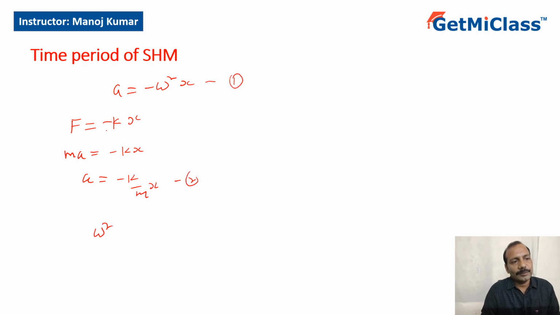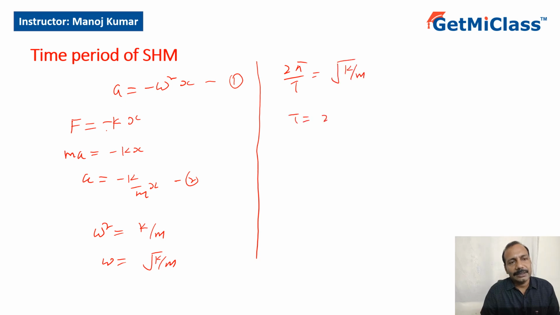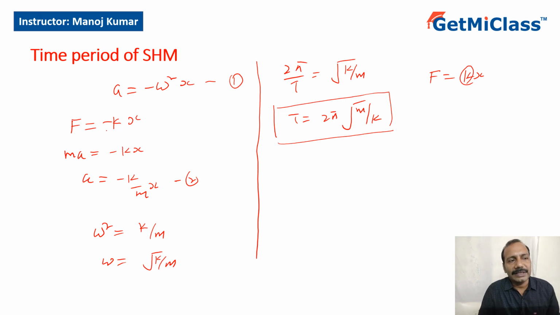From these two I have omega square equal to k by m, or omega equal to root k by m. Now omega can be written as 2 pi by T. So we have 2 pi by T equal to root k by m, or T equal to 2 pi root m by k. So that means if force can be expressed as kx, then the time period of SHM is given by T equal to 2 pi root m by k, where k is the force constant. In this way, if I can find the coefficient of x in the expression for force, I can find the time period of oscillation.